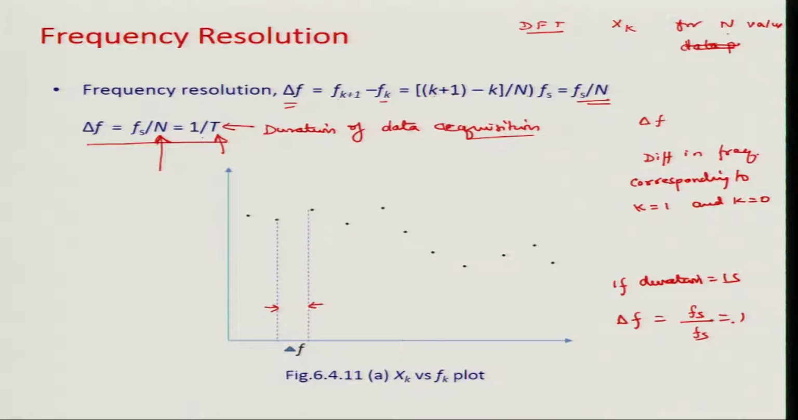If I increase my duration to 2 seconds, then I will go up in steps of half hertz: 0 hertz, half hertz, 1 hertz, 1.5 hertz, 2 hertz and so on. And the maximum frequency will still be fs divided by 2. So, I cannot exceed the maximum frequency beyond fs over 2, that is the mathematical limit, but I can go in finer steps if I increase my time duration.